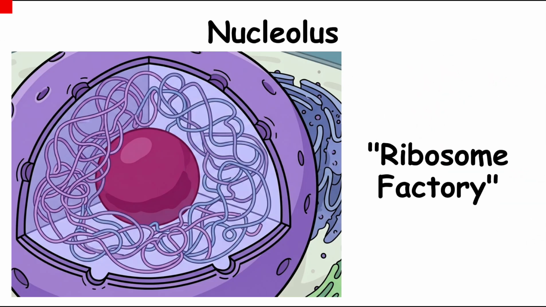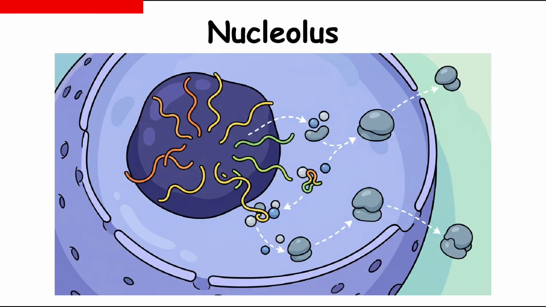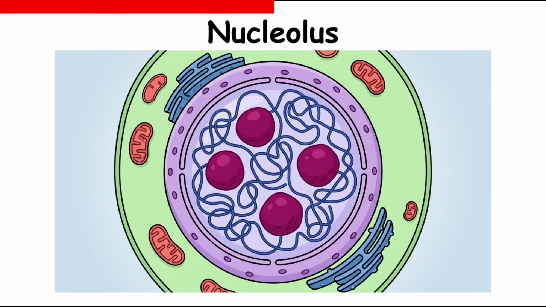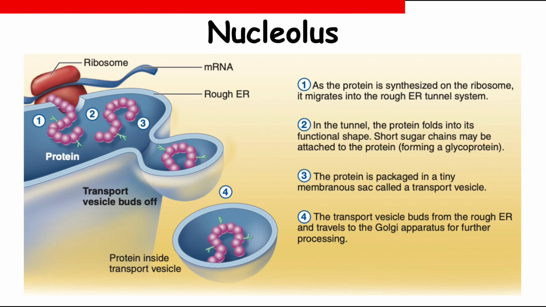Nucleolus. The nucleolus is a dense region located inside the nucleus, rather than a separate membrane-bound organelle. Its primary job is producing ribosomal RNA and assembling the components that will become ribosomes. Several nucleolus regions can sometimes be present within a nucleus, depending on the cell. Because ribosomes are essential for protein production, the nucleolus is closely connected to the cell's ability to manufacture proteins.